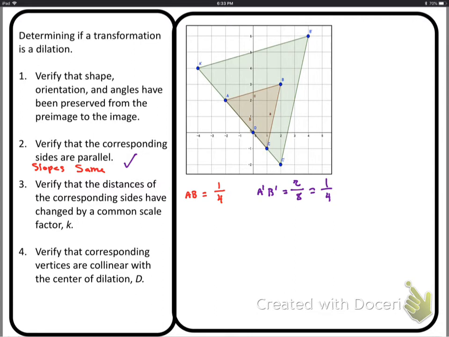Now number 3, verify that the distances of the corresponding sides have changed by a common factor. Let's do 3. Remember, for distance we have to pull out the distance formula. Distance equals the square root of x2 minus x1 squared plus y2 minus y1 squared.